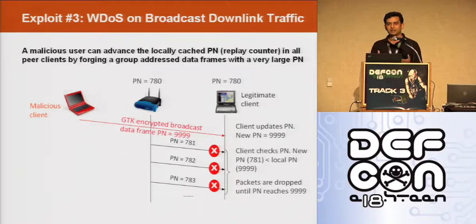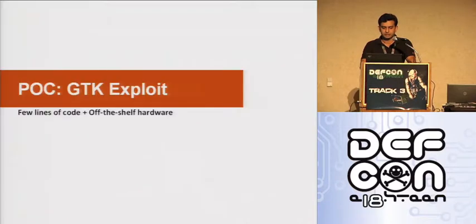So the attacker, by exploiting this replay detection logic, is causing a denial of service attack in the downlink direction, which can break a few protocols. So this was the third example of exploit of Hole 196, or the GTK vulnerability. Now I will talk about the POC code that was written to exploit GTK.